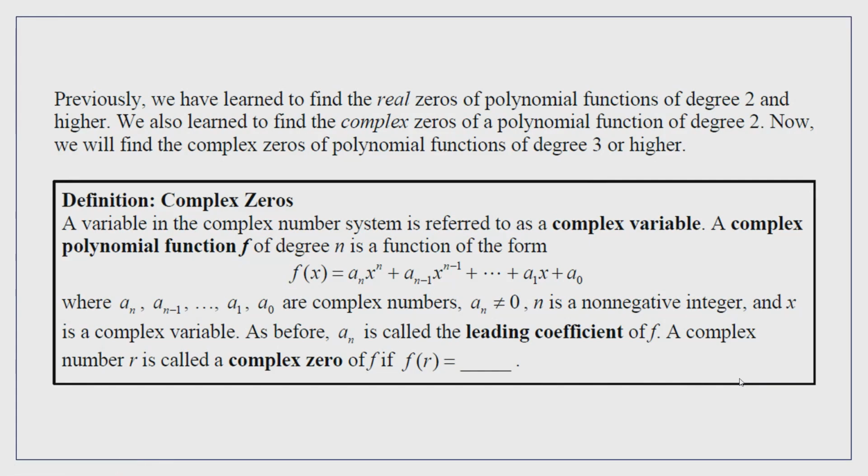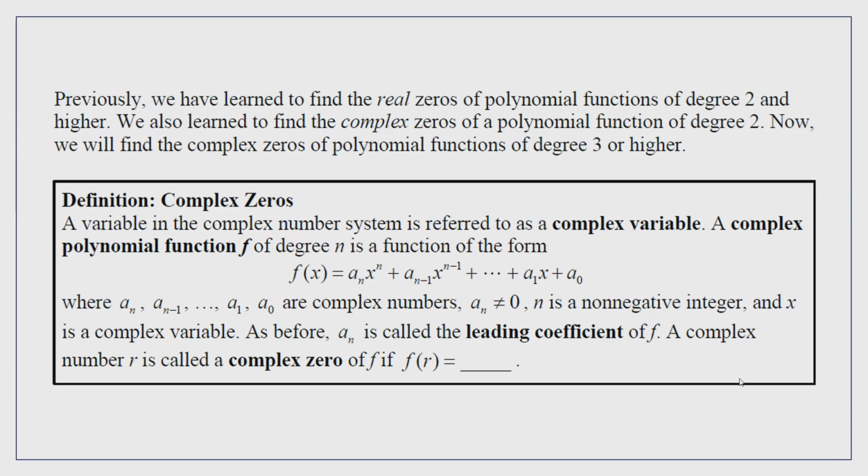So previously, we've learned to find the real zeros of polynomial functions of degree 2 and higher. We've also learned to find the complex zeros of a polynomial function of degree 2. So now we will find the complex zeros of polynomial functions of degree 3 or higher. A variable in the complex number system is referred to as a complex variable.